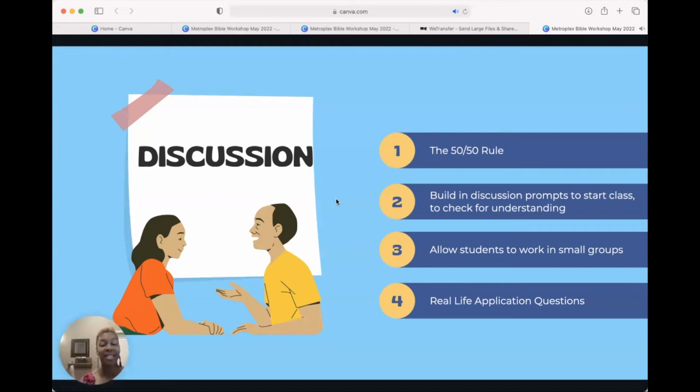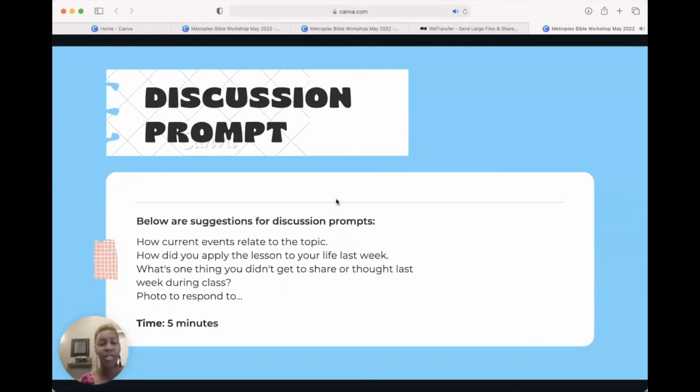So lots of ideas in terms of discussion. This next page is going to give us some discussion prompts. So here are some suggestions if you want to, again, use your screen. A lot of us have technology. If you want to just write it on the board for students, you may hand out papers, right? If you want to use good old-fashioned paper, print it out and make copies of it with the discussion prompt at the top.